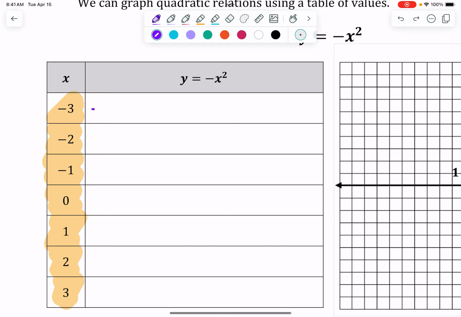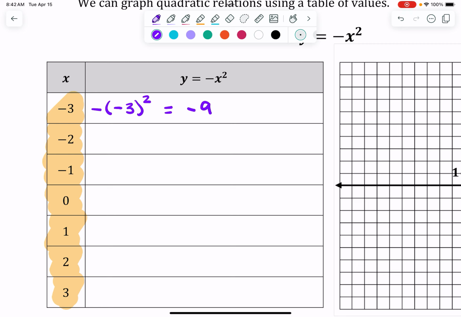So here I have negative x squared, but instead of x, I'm going to plug in negative 3. And then I'm going to do that math. Now, I could plug this in exactly how it looks into my calculator. I do not have to actually calculate this by hand if I do not want to. But I do need to make sure that if I plug it into my calculator, I'm using the right amount of brackets, I'm using the right amount of negative signs, etc. And I should get negative 9.